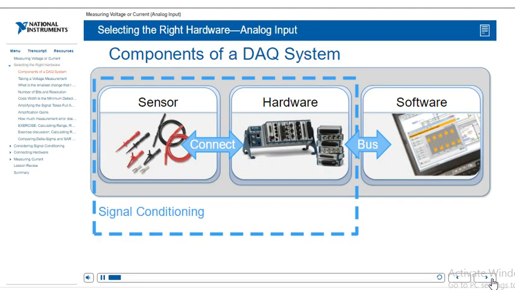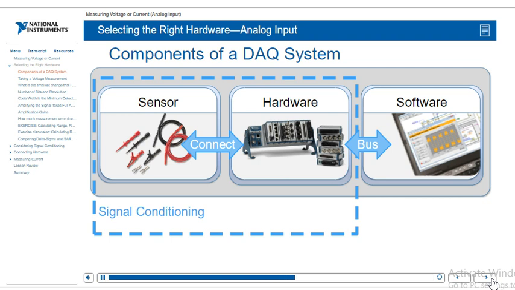This slide gives us an overview of a DAQ system. DAQ systems comprise a sensor that connects to hardware, like a compact DAQ system, and the hardware connects to software through a bus, like USB. This software includes the driver software like NI-DAQmx.